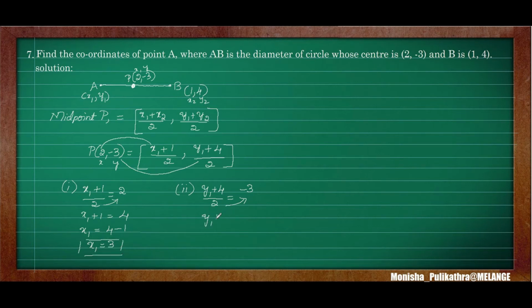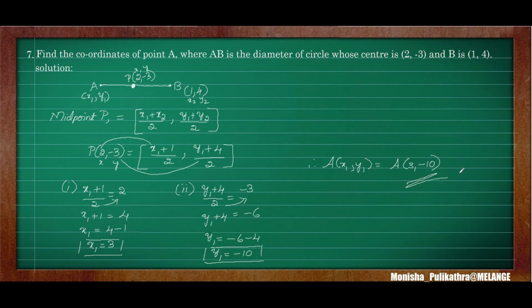Likewise here, y1 + 4 is equal to 2 into -3, which is -6. So y1 is equal to -6 - 4. When I shift this side, it becomes -4. So y1 is equal to -10. Minus into minus is plus; 6 plus 4 is 10. Larger number's sign is minus. They have asked you to find out A. Therefore A (x1, y1) is equal to A (3, -10). So this is the answer.